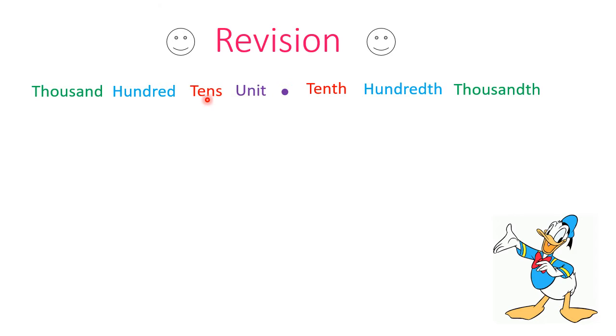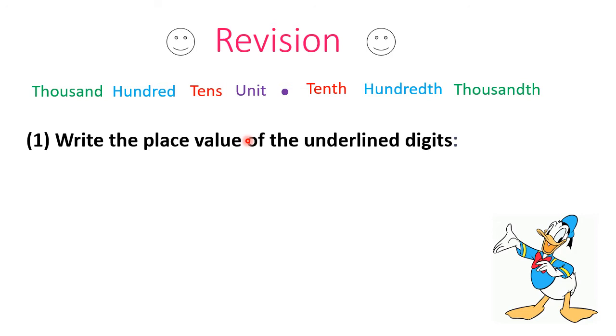Unit, tenth, hundred, thousand, and so on. From the right, tens, hundreds, thousands. For example, 1. Write the place value of the underlined digits. A. Number 7. After the decimal point, tenth, hundredths, thousandths. So the place value of number 7 is thousandths.